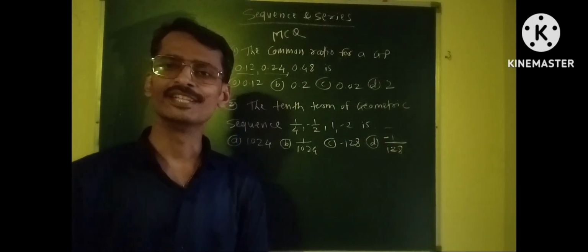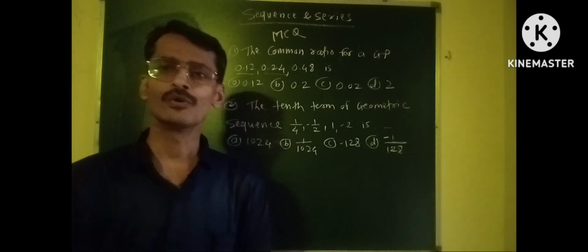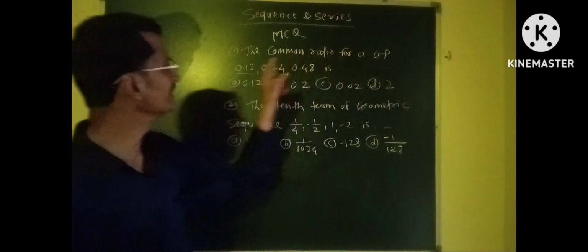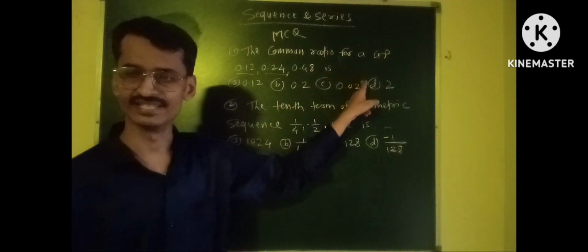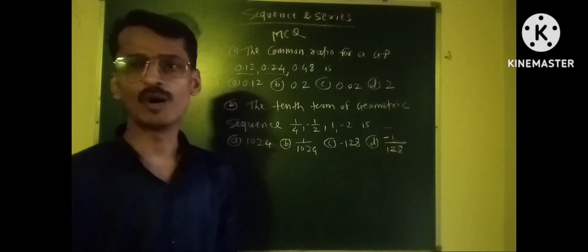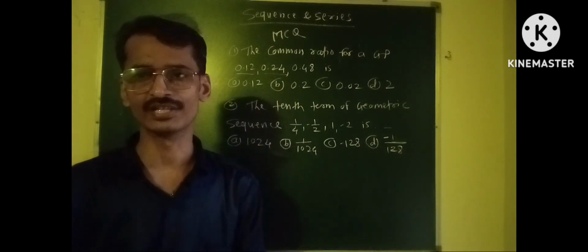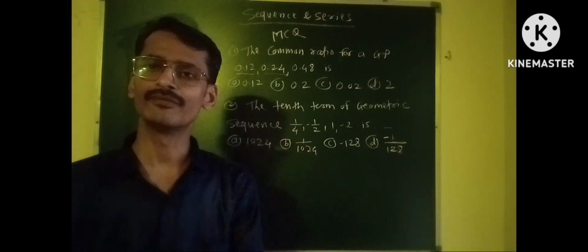Hello, let us see MCQs of sequence and series chapter. So first MCQ is the common ratio for a GP 0.12, 0.24, 0.48 is. Now we know that common ratio means divide any term by its previous term. So simply divide second term by first term.